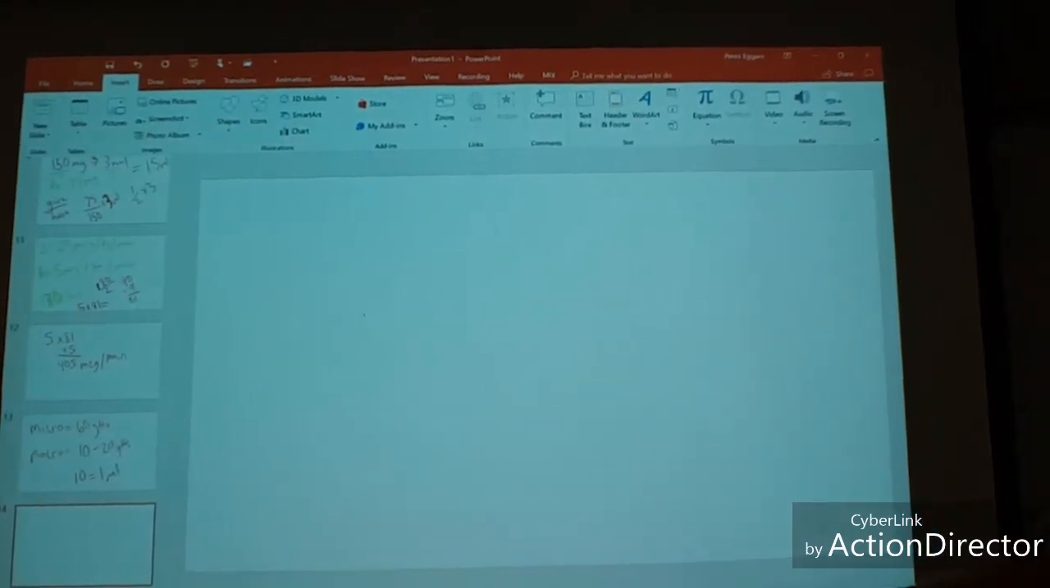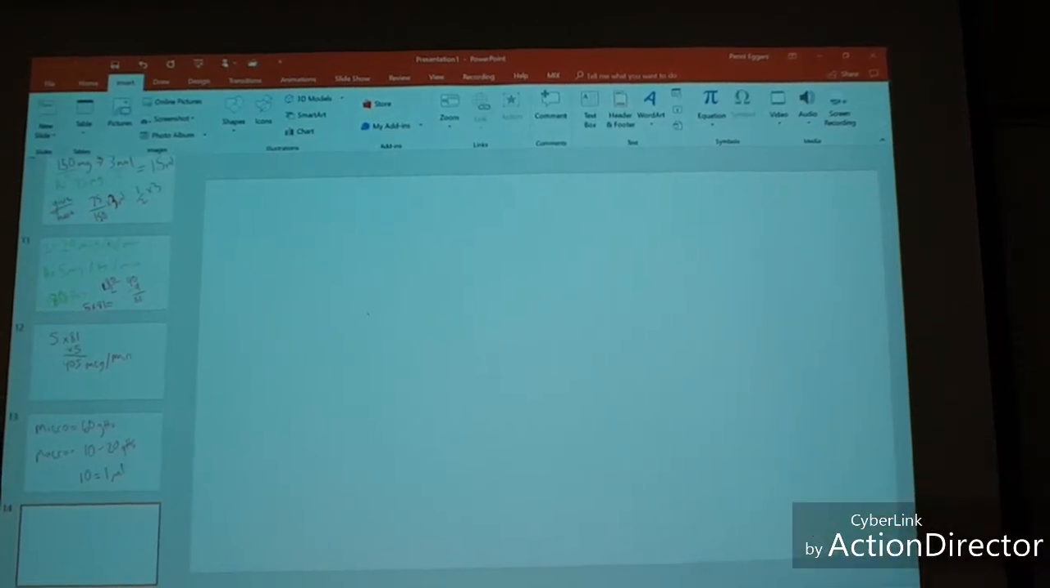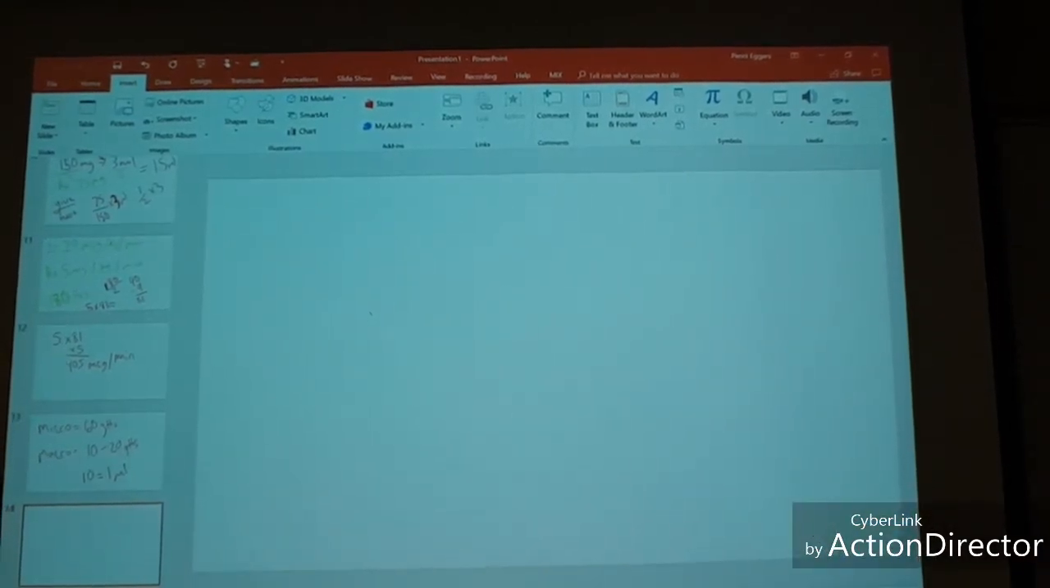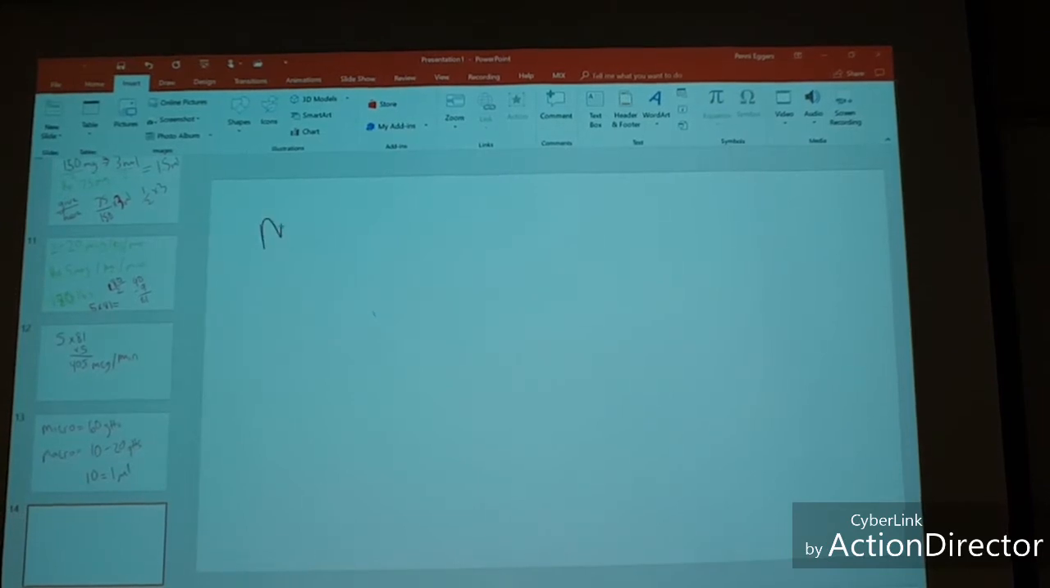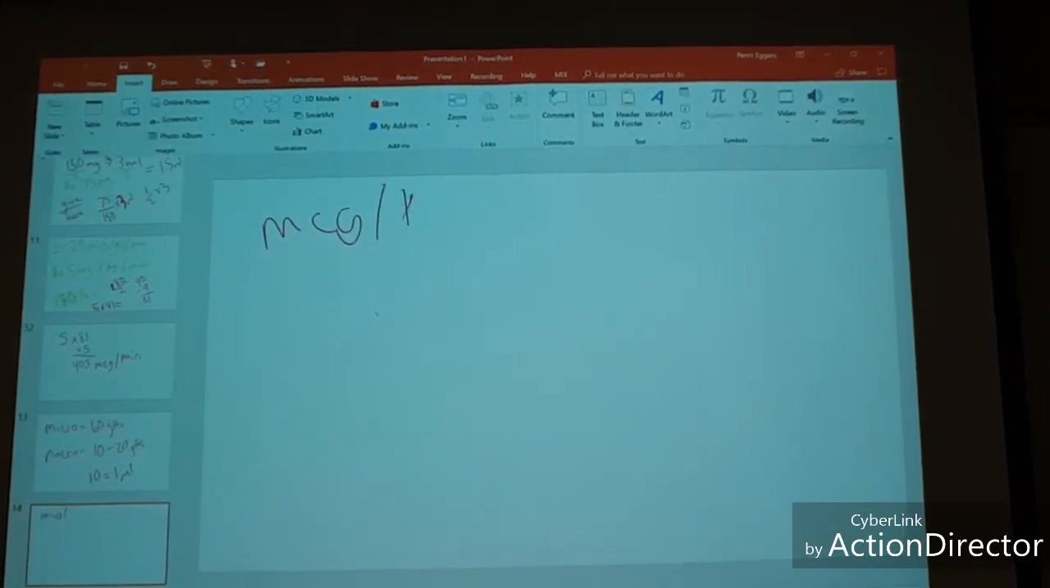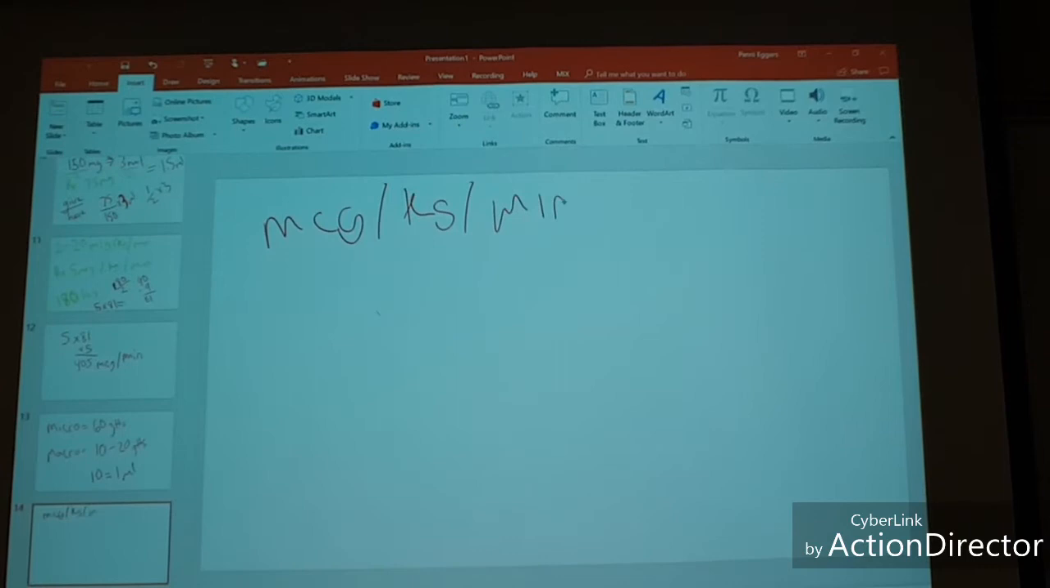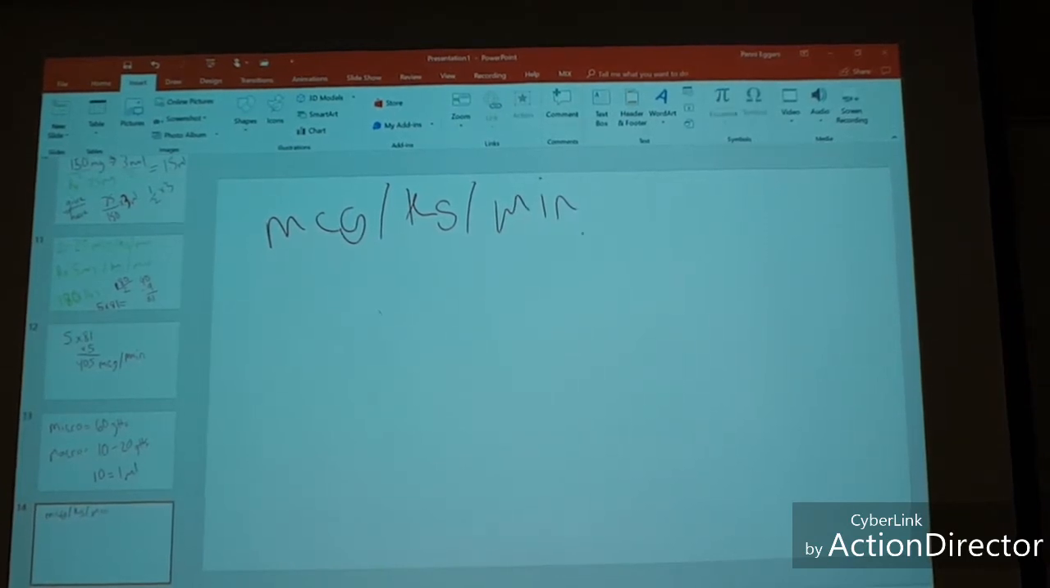All right. So let's talk about that infusion set. Most of your orders will come as micrograms per kilogram per minute, and that's going to be all over your drop set.